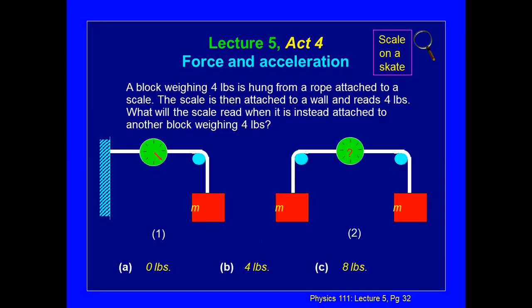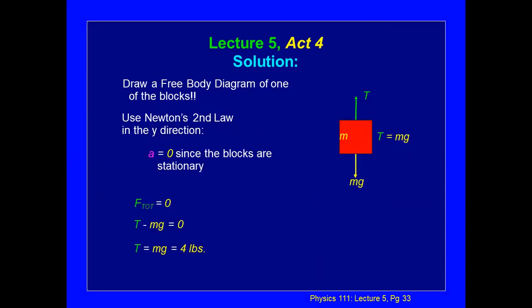Okay? A block weighing 4 pounds is hung from a rope attached to a scale. The scale is then attached to a wall and reads 4 pounds. What will the scale read when it is instead attached to another block weighing 4 pounds? Is it A, 0 pounds, B, 4 pounds, or C, 8 pounds? Draw the free body diagram of one of the blocks, okay? If we're going to isolate one of the blocks, your tension is pulling outwards, and then your weight is downwards. So tension is equal to mass times gravity.